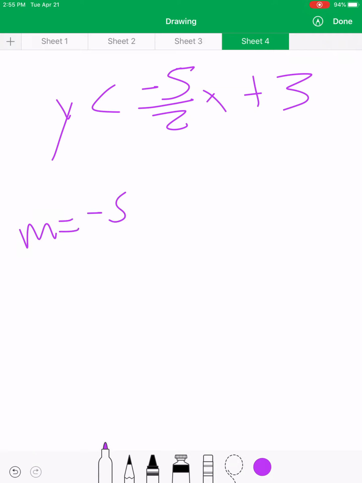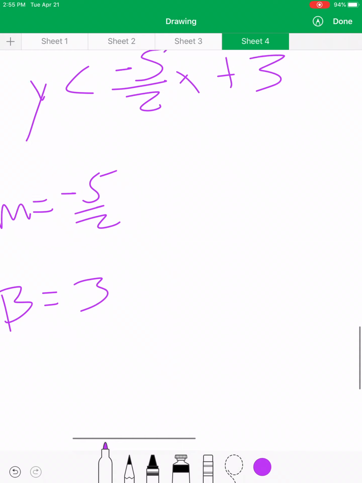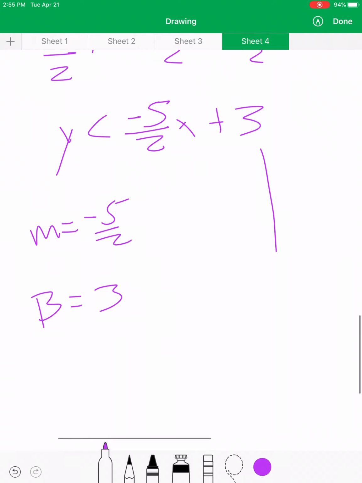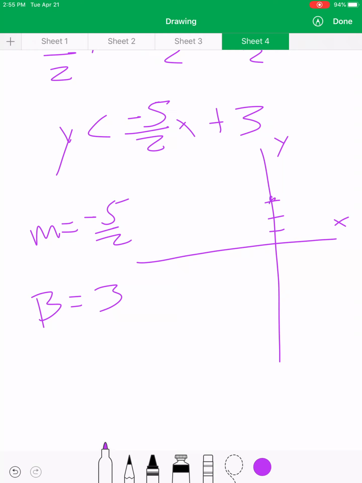M equals negative 5 over 2. Then your b value, which is your y-intercept, is positive 3. All right, that's all there is to that. Then you graph it. Positive 3 means on the y-axis, I go up 1, 2, 3. There's my starting point. My slope tells me how to find my next point. My next point is down 5 over 2.